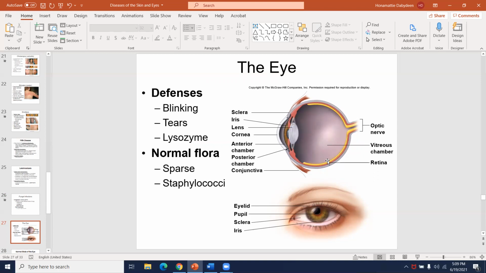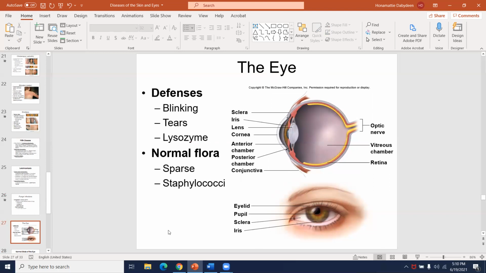All right. I'm not going to go into the anatomy of the eye, the eyelid, the pupil, the sclera, and the iris. Those should be second nature to you. The conjunctiva is one of those areas that is very commonly hit by organisms. So let's talk about the eye when it comes to what might be some of your defenses.